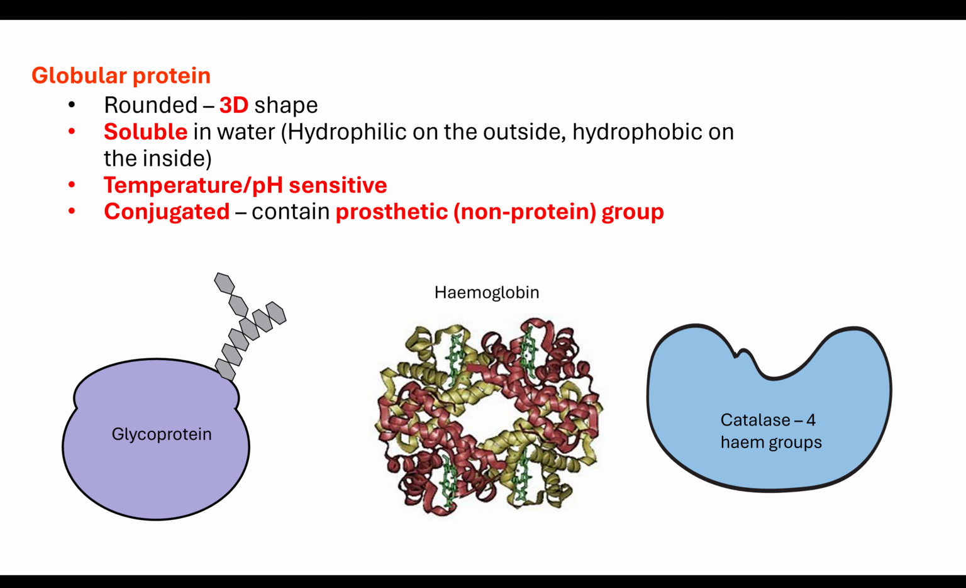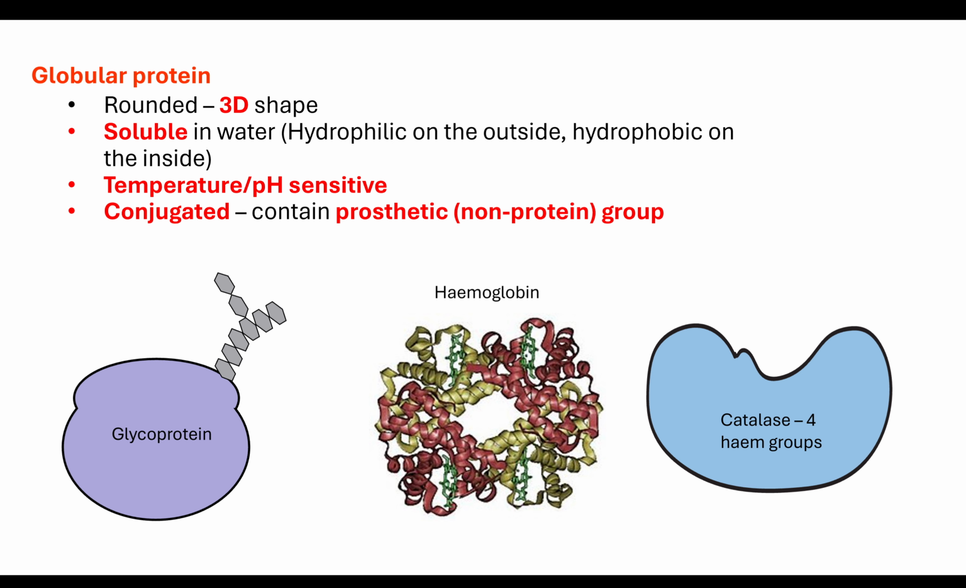So hemoglobin you have learnt about or will learn about in module 3. Hemoglobin is made up of 4 polypeptide subunits with heme groups attached. Those heme groups have got iron in them. You will also learn about enzymes, for example, catalase. Catalase is a conjugated protein. It's an enzyme. It has 4 heme groups attached.